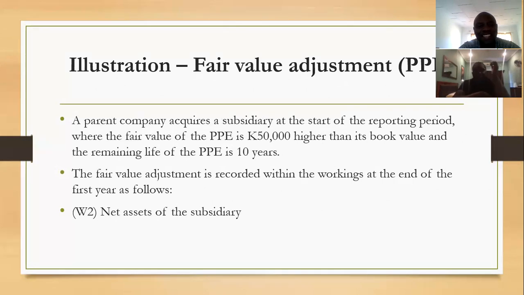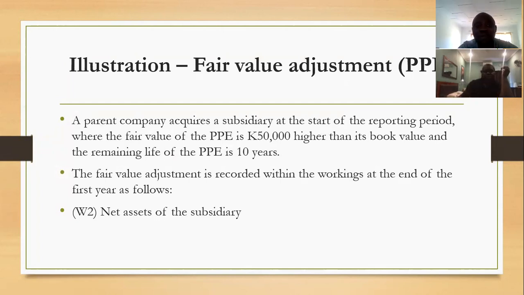So the first thing here that we'll have to do, when we go in working two, we know that there's a fair value that we are going to bring in, which wasn't actually taken care of at report date. So the property, plant, and equipment increased by 50,000. So you are going to have that 50,000. But remember that you have to adjust it at report date. You have to remove depreciation in there.